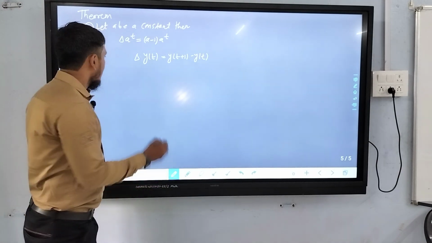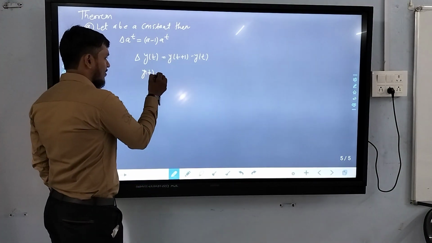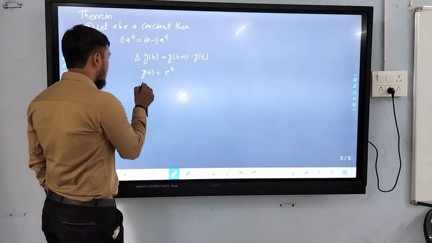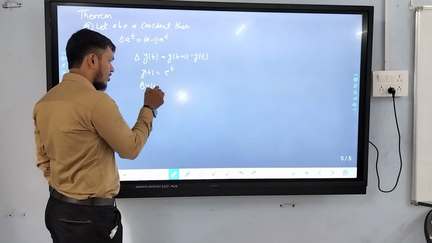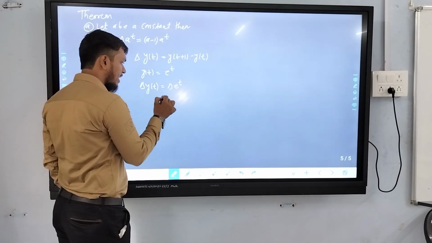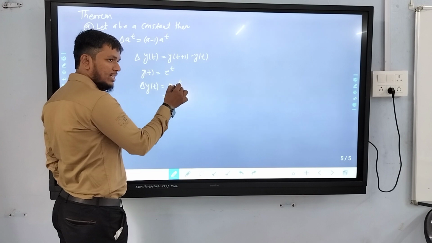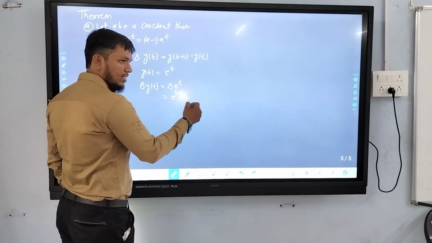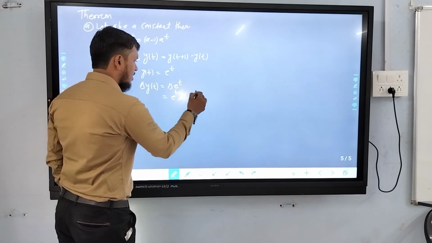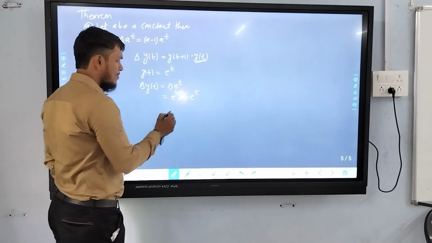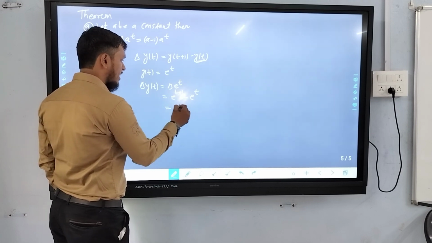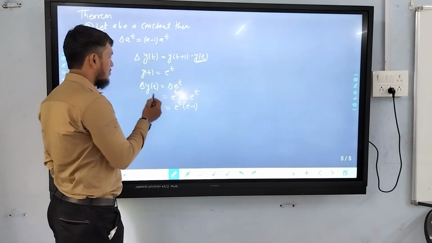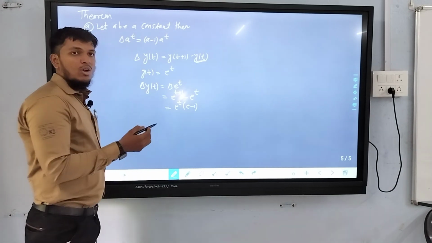For example, if you take y of t equal to e raised to the power t, a function of the single variable t, and if you operate the difference operator on this function, then what do we get in the result? Firstly we have to write t plus 1 in the place of t, so it will become e raised to the power t plus 1, and after the negative sign the function should be as it is. After simplification you can write it as e raised to the power t times (e minus 1). This is one example of how the difference operator operates on a function.